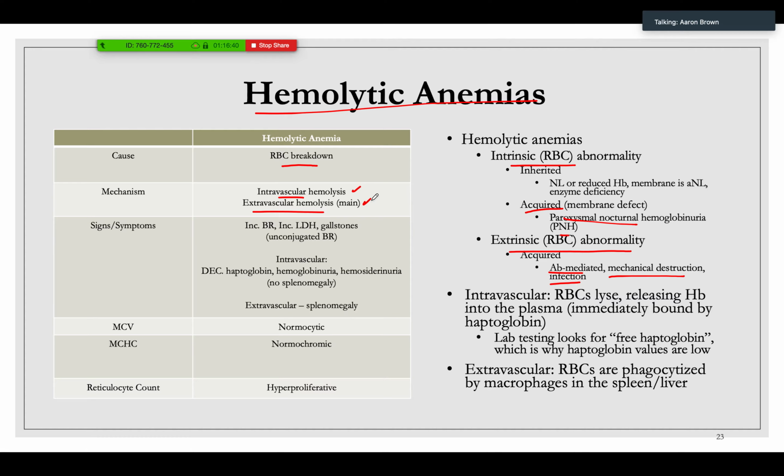Intravascular hemolysis versus extravascular. What's the difference between intravascular and extravascular? Excellent. Very good. And so, I'm so glad you told me that, because now I can talk about why we even care. Why do we care where the red blood cells break up?